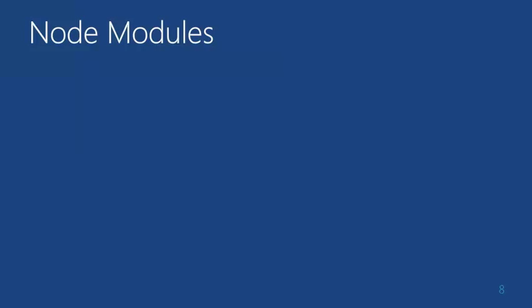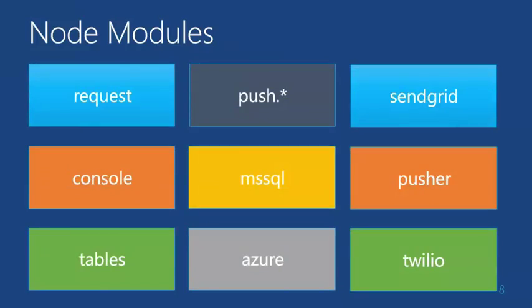Now, Node modules. If we talk about Node modules that are already installed on a host machine, it will be the request module, push module, console module, SendGrid module, for example, MS SQL module for connecting your mobile services with SQL Azure database, and of course, one of my favorites is the Azure module. Basically, Azure module is an Azure SDK. So it's not a problem for you to use Azure Mobile Services and manipulate your Azure resources at the same time. You can easily create an application.